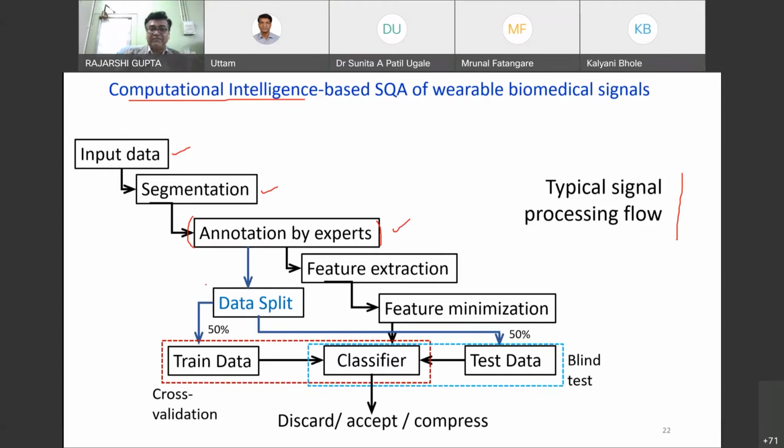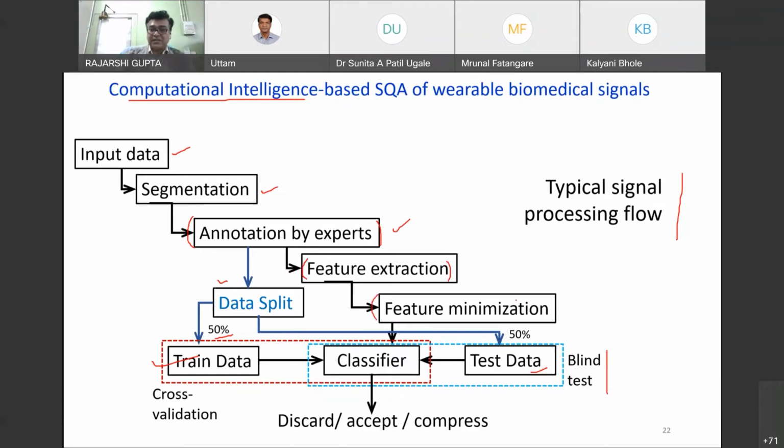Then you can have your data split for testing and training. If you have a classifier that needs to be trained, if it is a supervised pattern classification, then you need to train that classifier. For that, you can take 50% of the data to train the classifier, and the rest 50% of the data is used for the blind test. Then from this, you need to extract some relevant features.